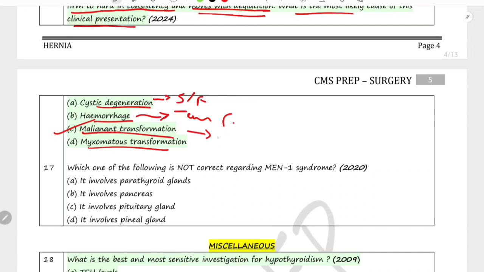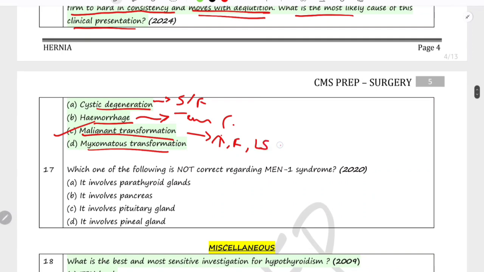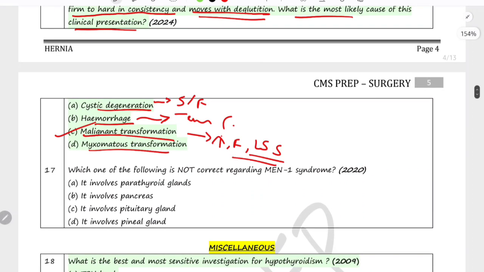So the sudden increase in size, firm consistency and a history of long-standing swelling point more strongly towards a malignant transformation. Hence, this is the correct option.